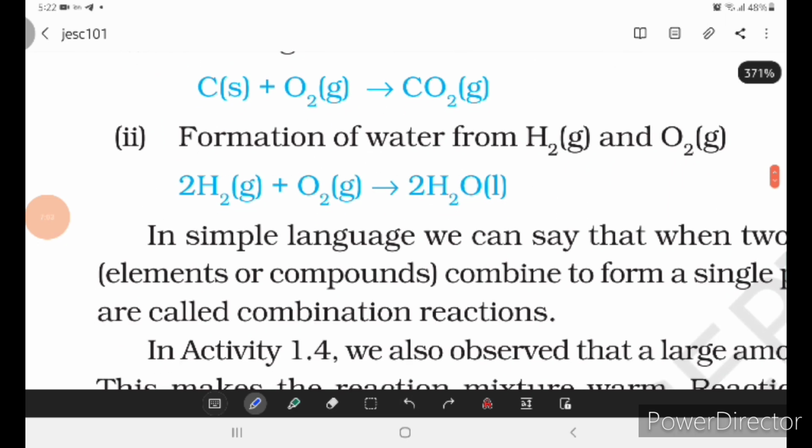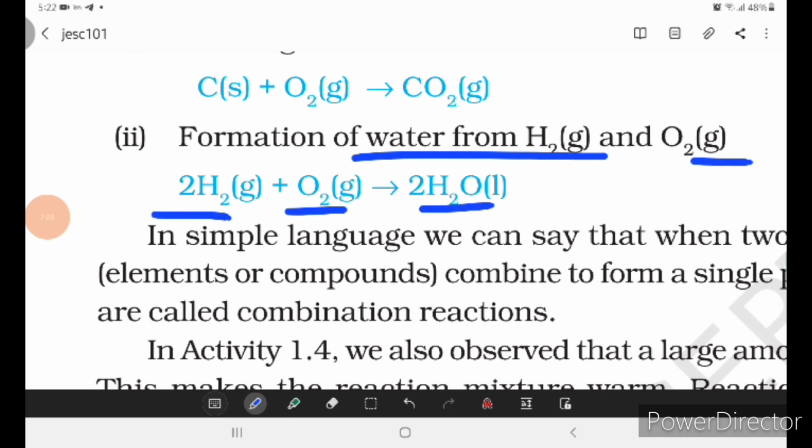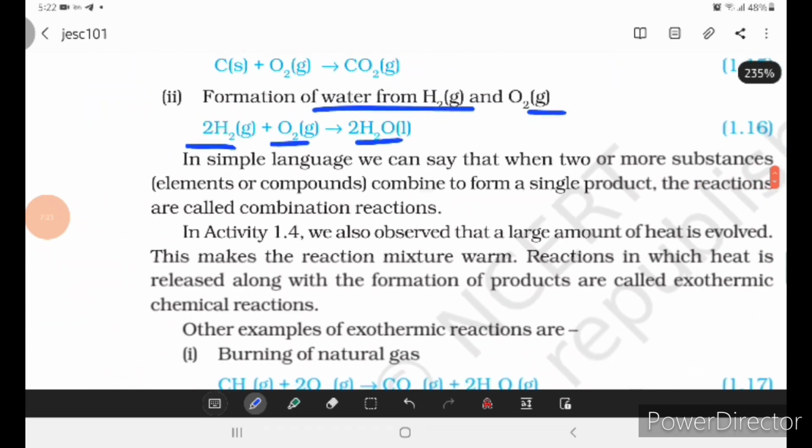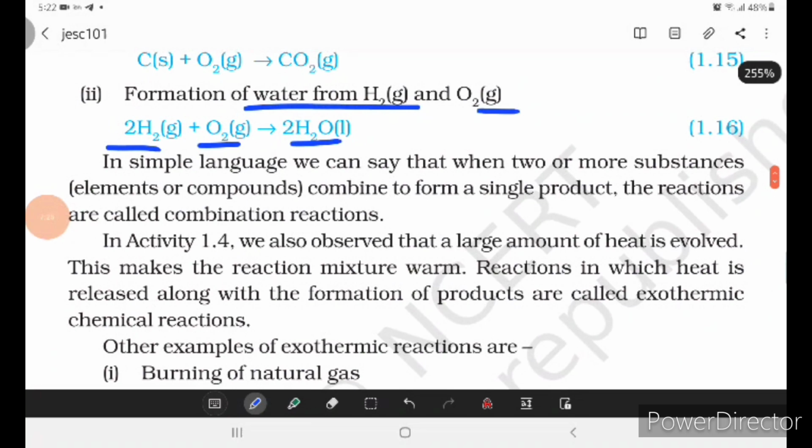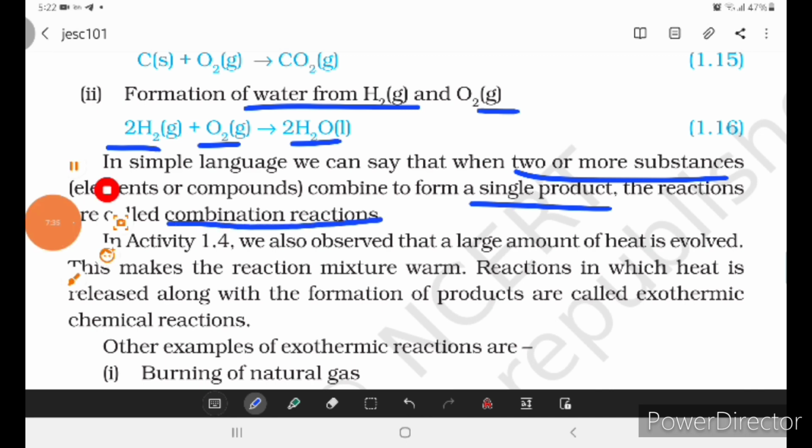Coming to the formation of water from H2 and O2. H2 plus O2 gives rise to H2O. That is, two reactants react and rearrange. The bonds get broken, new bonds form, and we get a new product, and only one product. So this is a combination reaction. In simple language, when two or more substances, elements or compounds, combine to give us a single product, then the reactions are called combination reactions.